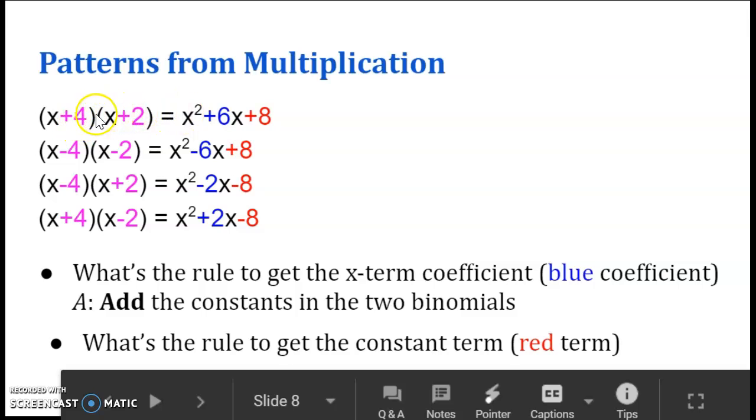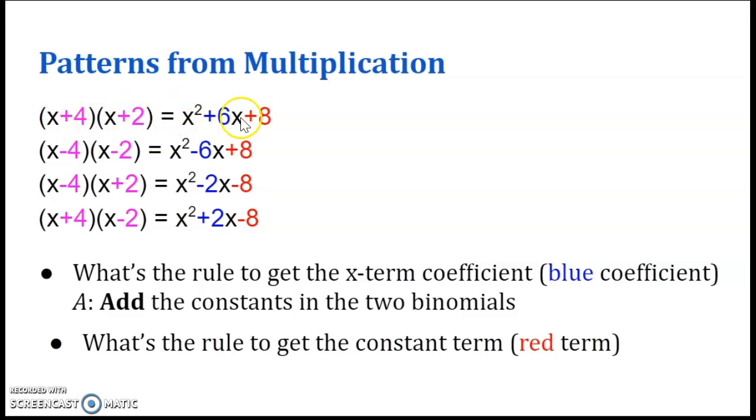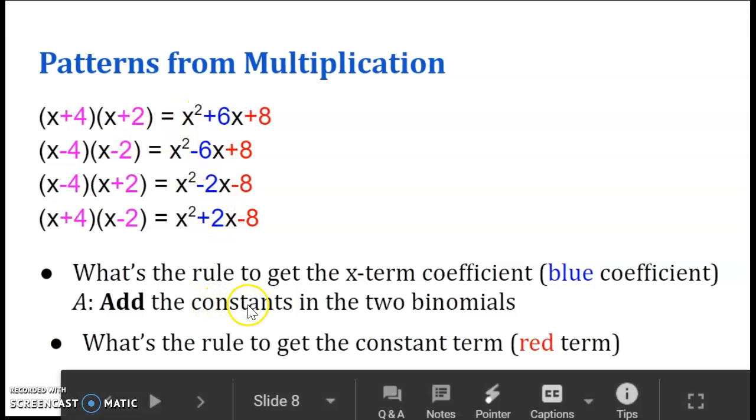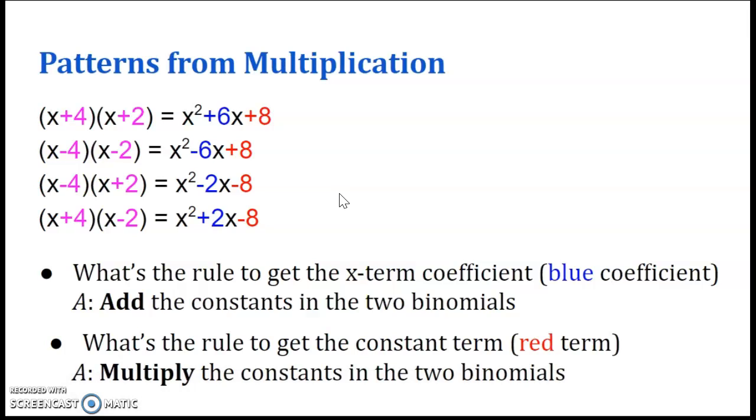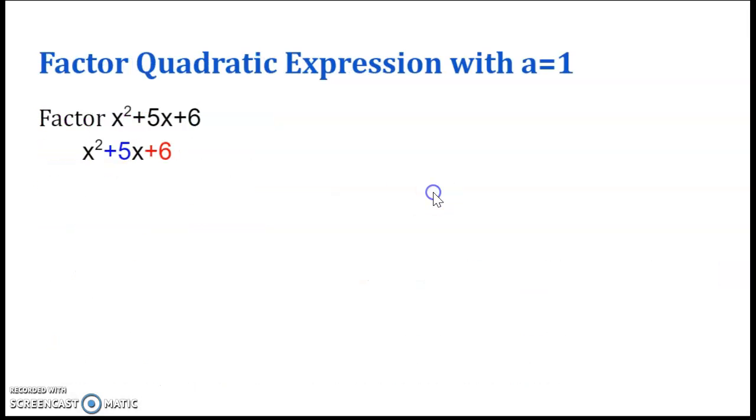You're multiplying the last two numbers. 4 and 2 gets you positive 8, negative 4 and negative 2 gets you positive 8, negative 4 and positive 2 gets you negative 8, and positive 4 and negative 2 gets you negative 8. So the middle number is a sum of the two constants of the two binomials. That's just the numbers. Constants are just the numbers. And the rule to get the constant term, the very last red term, is to multiply the two constants of the two binomials. All right, so let's try doing some factoring.